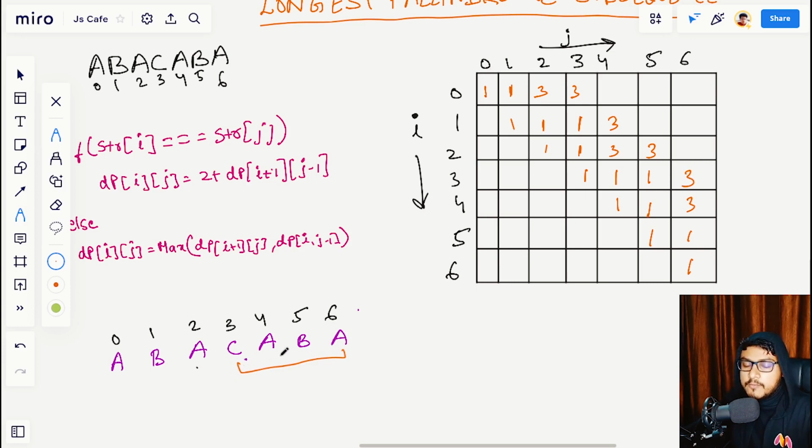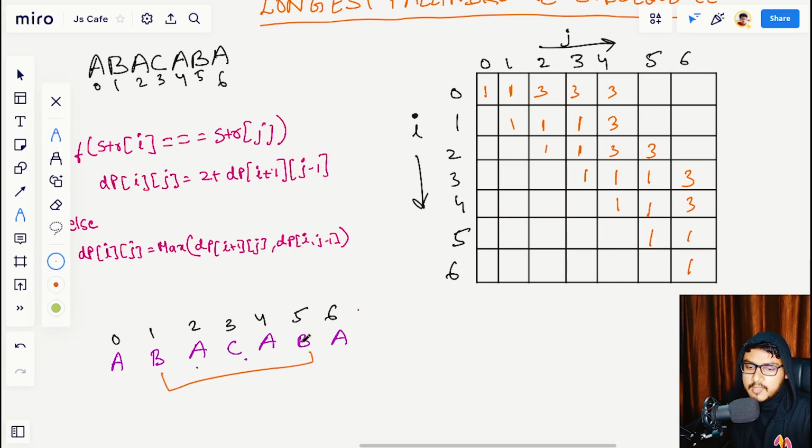It's time to move to length 5. 0 to 4. So a and a are matching. Okay, so the value would be 2 plus the value at this cell. So 2 plus 1, 3. Next we move from 1 to 5.